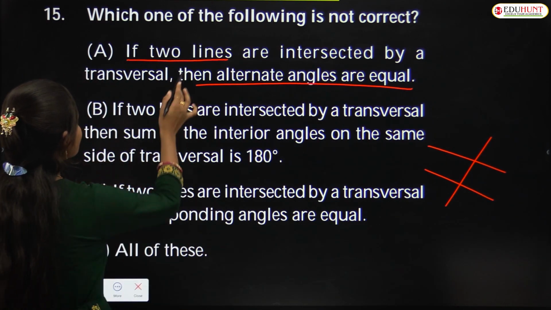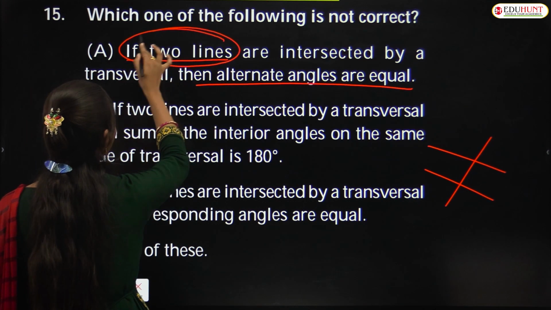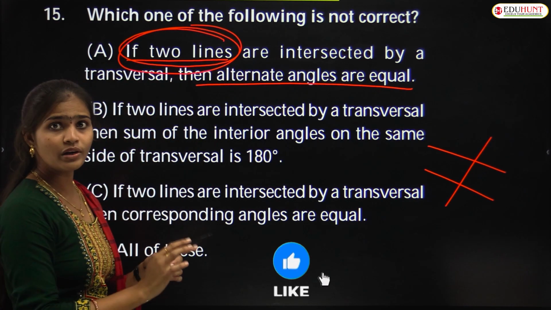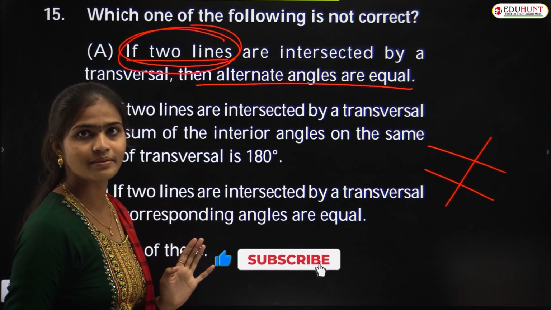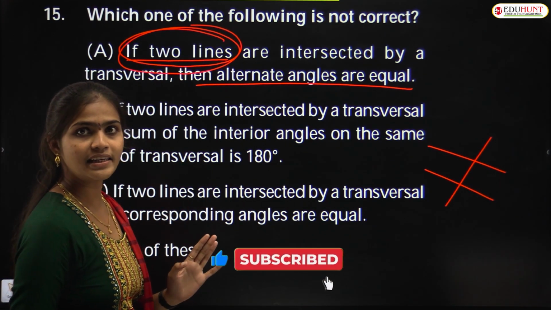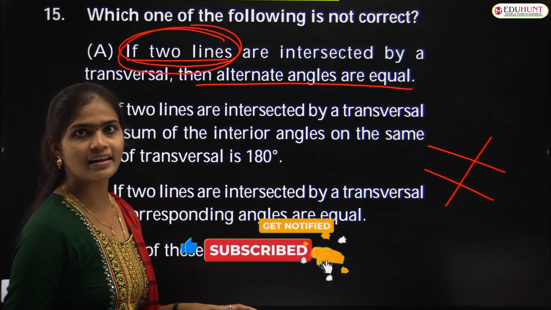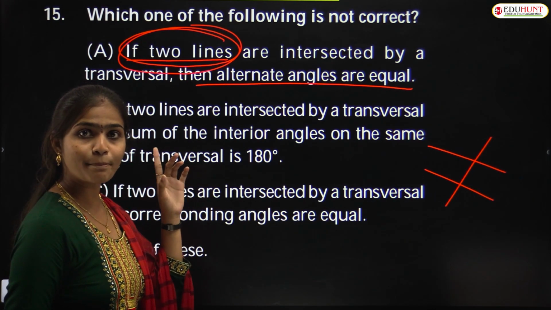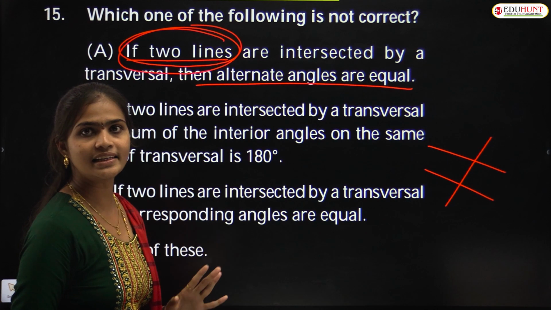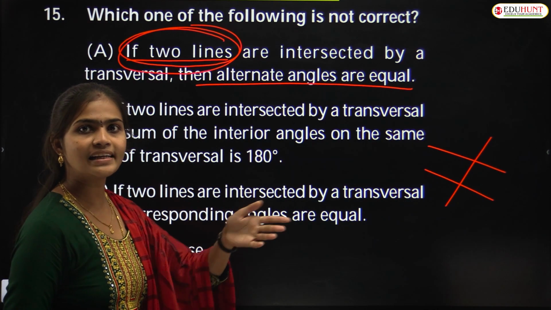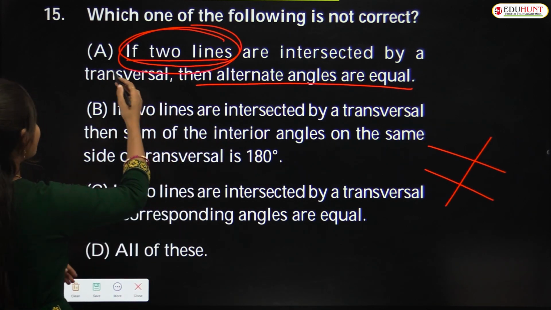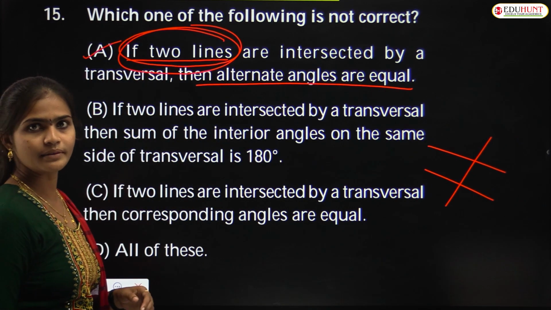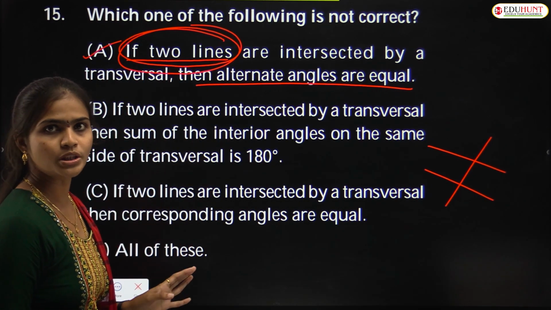But what they are saying, we have to observe only this point. They are mentioning only two lines, they are not saying parallel lines. In that given option, they didn't mention parallel lines. If they mention parallel lines, then only alternate interior angles are equal or alternate exterior angles are equal. That's why they are saying not correct. That's why the first one satisfies that question.